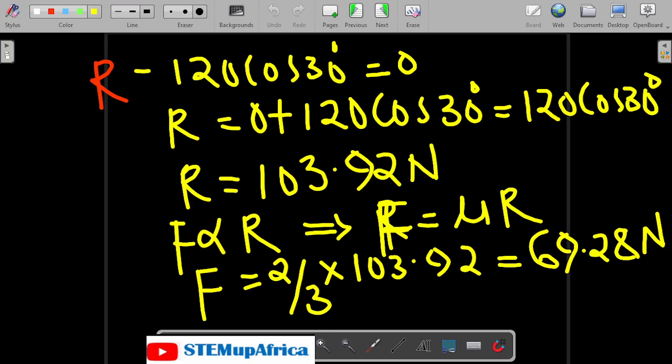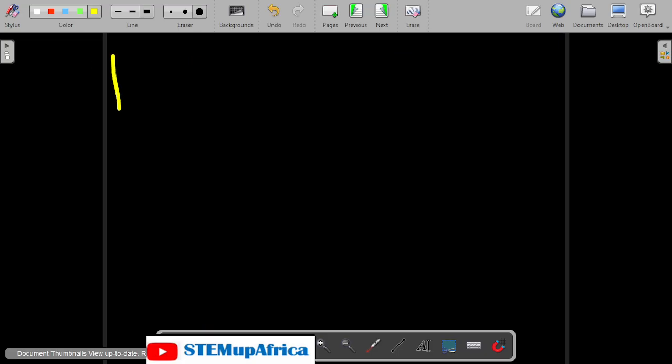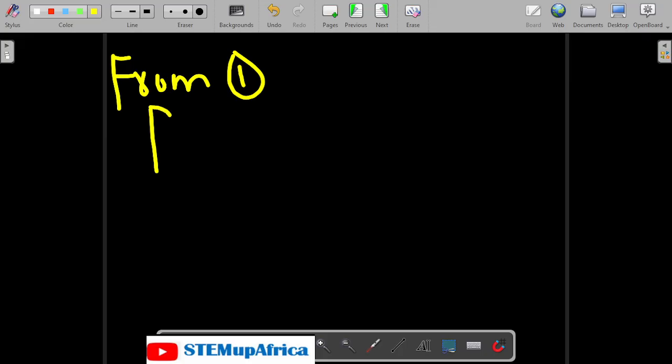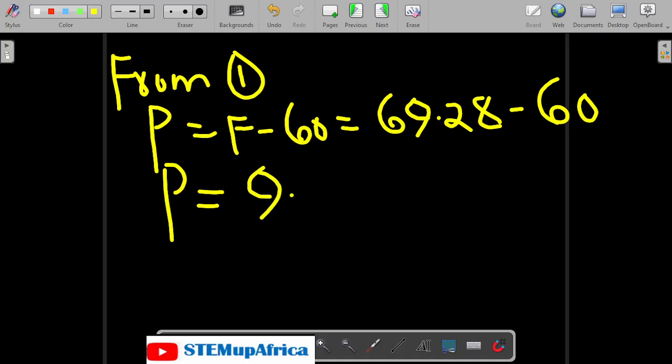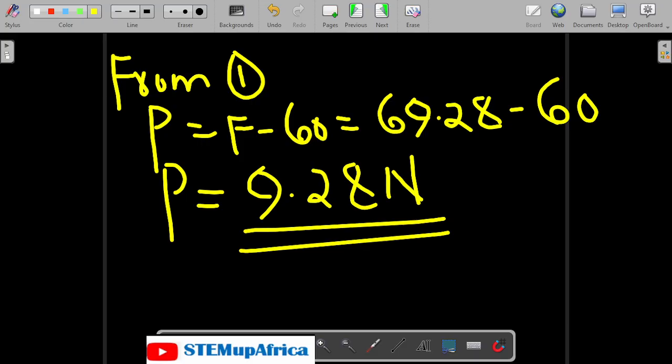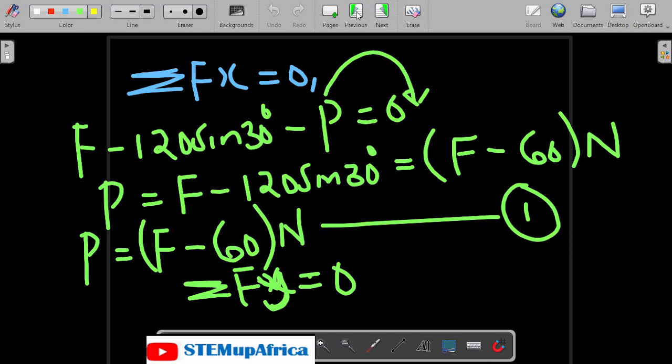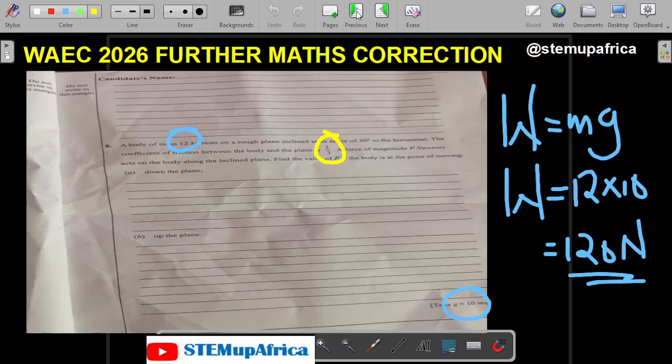So let me make reference to it. From 1, my P now is F minus 60, which is 69.28 minus 60. The force P, when it's acting downward, is simply 9.28 Newton. So that's question A. Let's see what question B says.